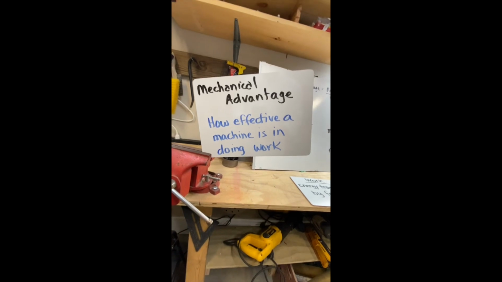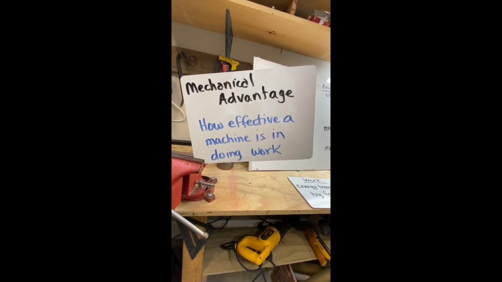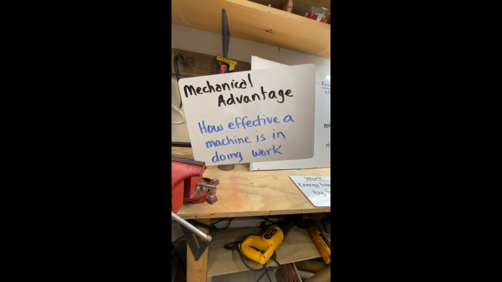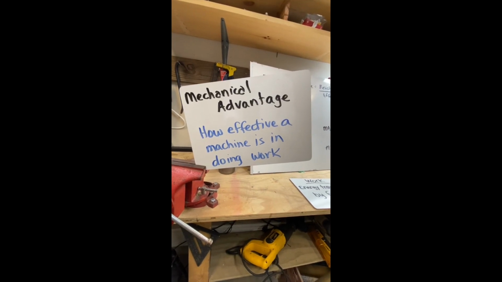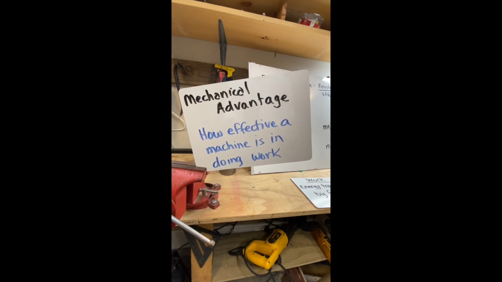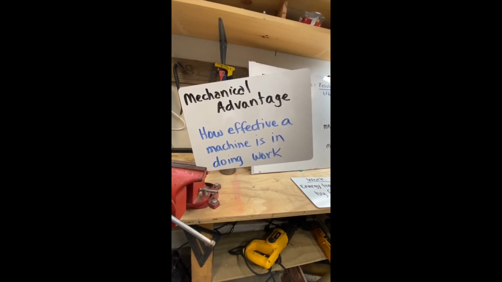Right. When we talk about simple machines, we often talk about mechanical advantage. And what that means is how effective a machine is in doing work. And this could be for compound machines or simple machines. But for the purposes of our class, we're talking about just simple machines. So mechanical advantage: if we grabbed a lever, how effective is that lever in doing work?